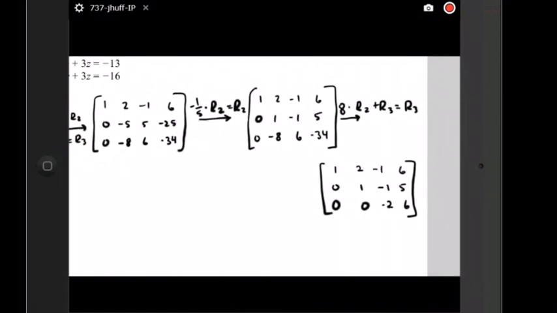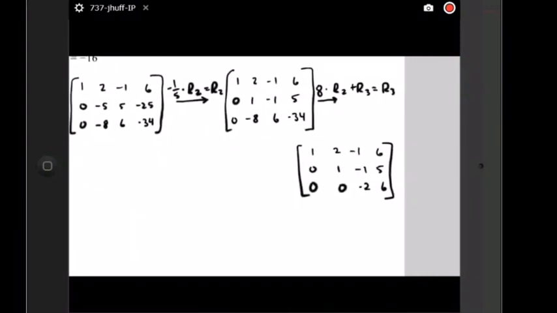And technically speaking, we're not all the way to row echelon form because we don't have a diagonal of all ones right there, but we're to a point where we can start to backward substitute, because this bottom row represents the equation negative 2z equals 6, and if we divide by the negative 2, we get z equals negative 3.